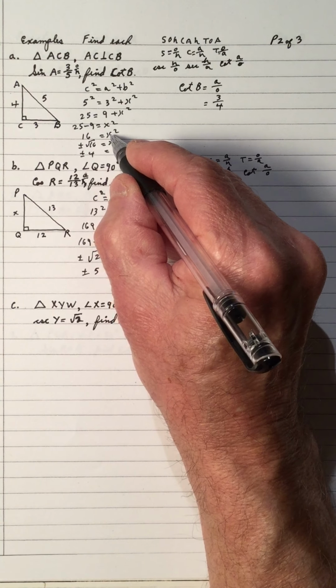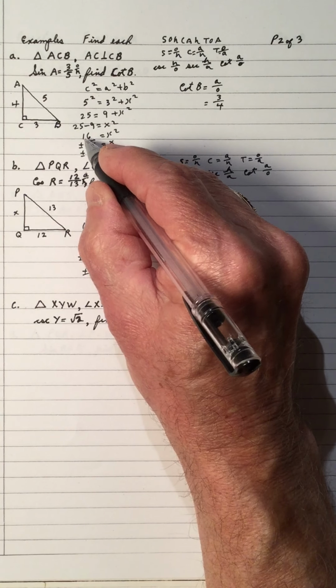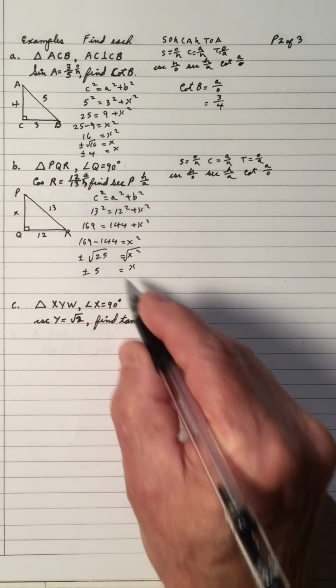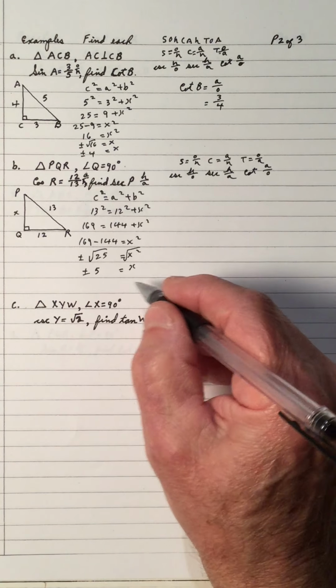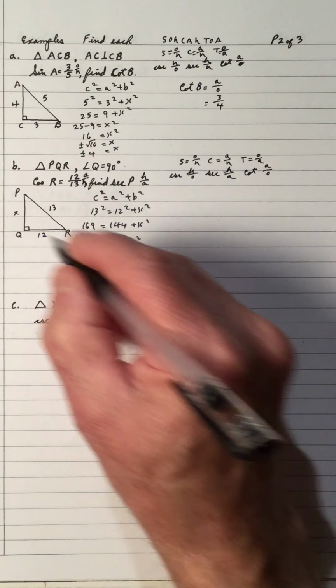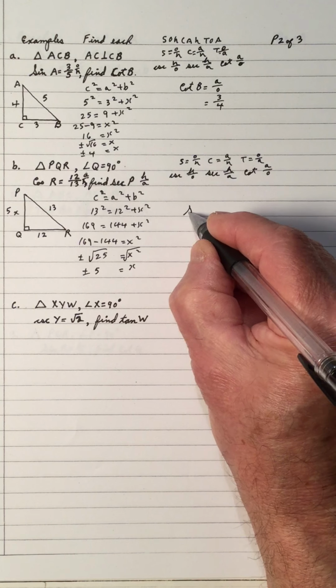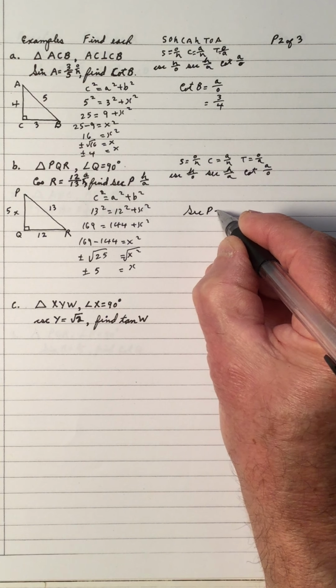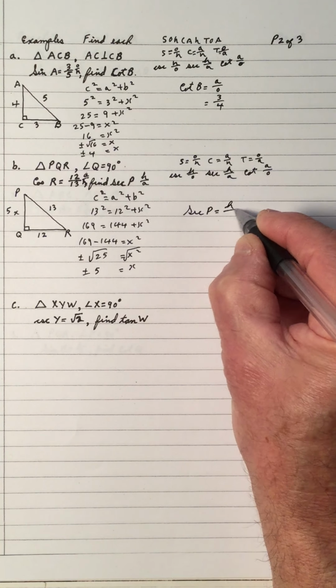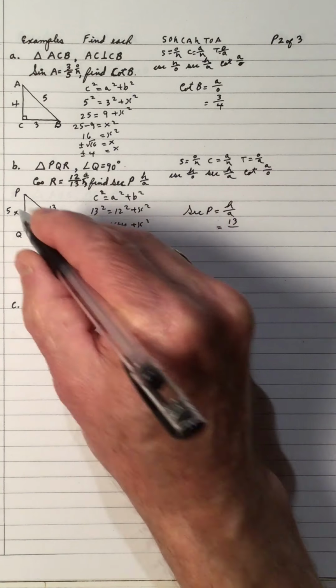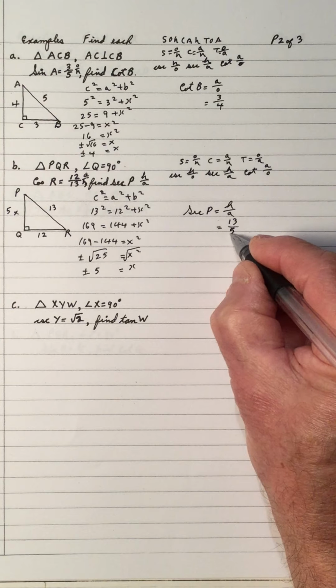Notice I just did the square root of X squared here, I call it X, and then I did the square root of 16 as plus minus. I didn't put the square root on both like I did here. And again, this other side can't be negative, so this X is a 5. So secant P is hypotenuse over adjacent, and the hypotenuse is 13 over the adjacent, which is 5.